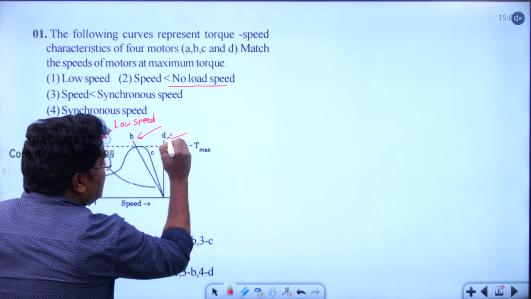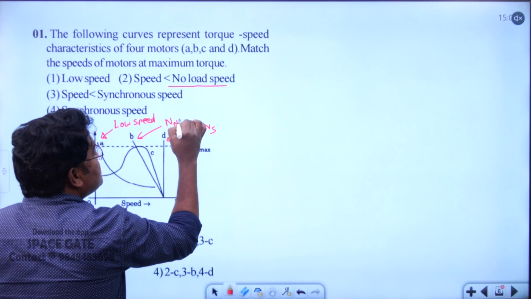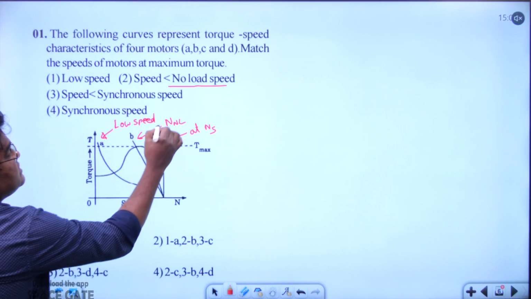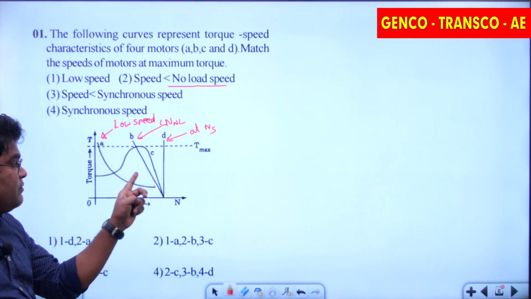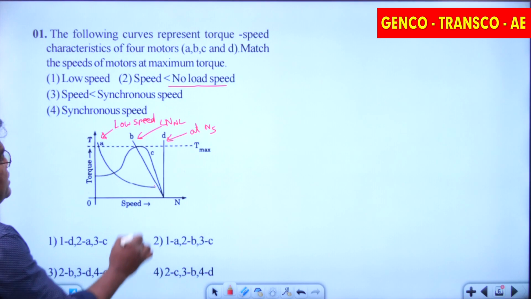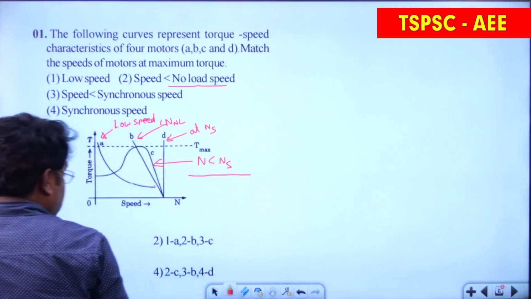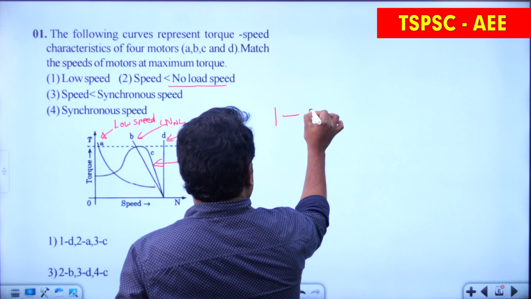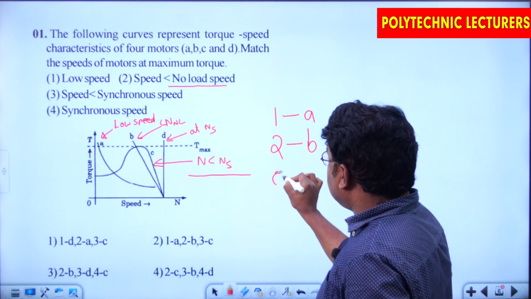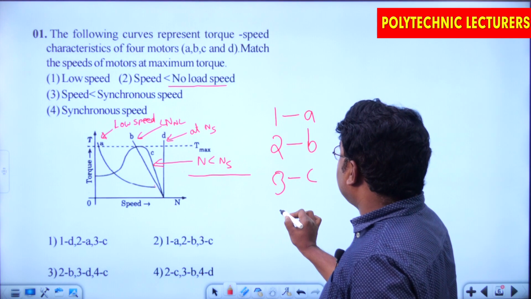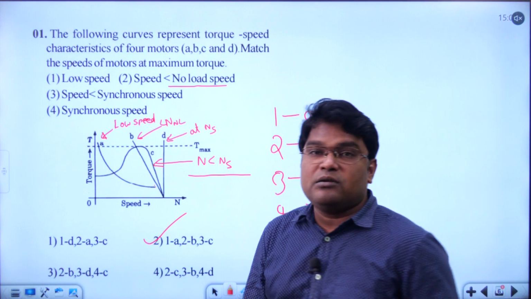Now at synchronous speed, what is D? At the synchronous speed, this is the no load speed condition. Okay, this is no load. The speed less than the no load speed. The no load speed means the speed of the induction motor which is very near to synchronous speed, and curve C is the speed less than the synchronous speed. These are the options. Here 1 is matching with A, 2 is matching with B, 3 is matching with C, and the fourth one is matching with D. So which option is suitable? Option B is correct for this question.